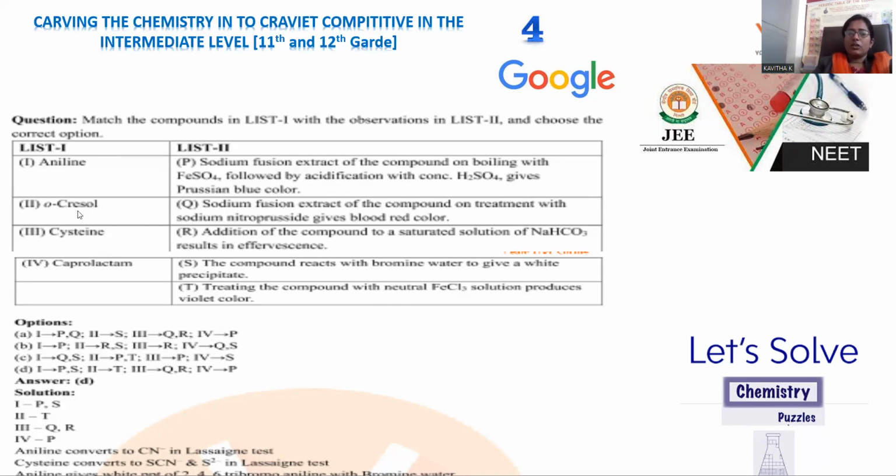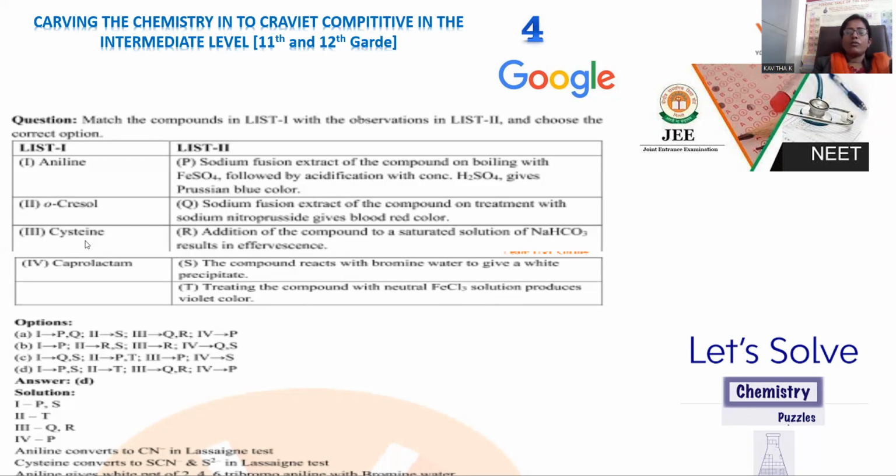Orthocresol. This is another organic compound. Its correct answer will be T. Treating the compound with neutral ferric chloride produces violet color. Cresol upon treating with FeCl3. FeCl3 is the identification test for the OH, hydroxy functional group. Cresol is a hydroxy compound, an aromatic hydroxy compound, so that it will react with ferric chloride and violet color will appear. So this is correct.